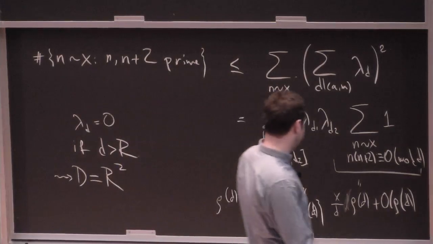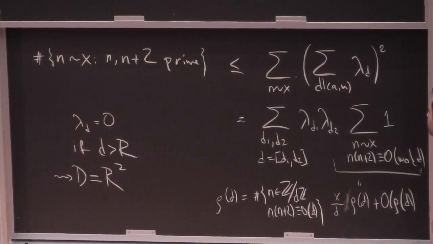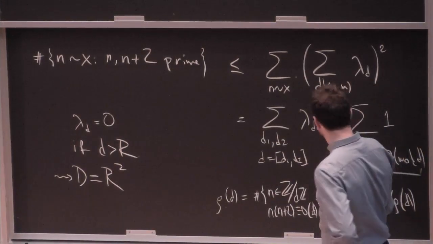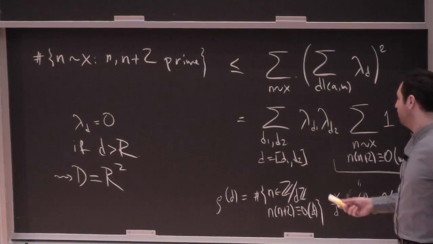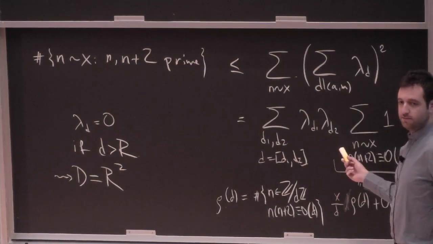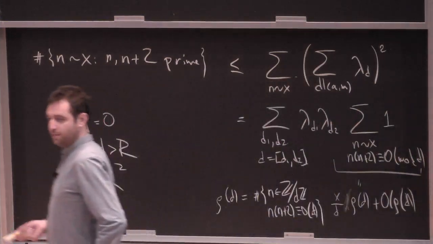So this takes care of the error term, and the main term is now a bilinear form in the lambda d's. And one has to optimize this.